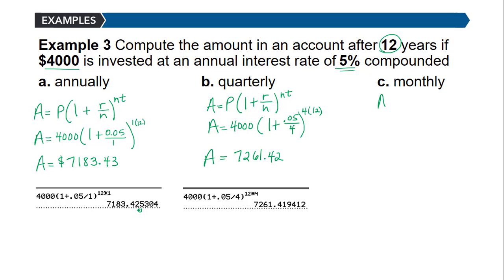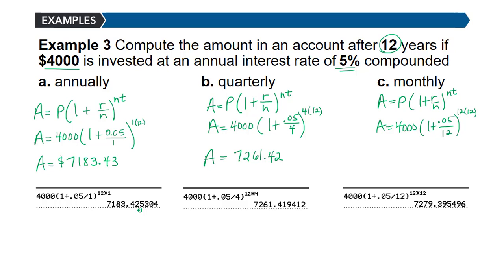And then to compound monthly, the only change, still using this compound interest formula, in the formula we would have 4,000 times 1 plus rate 0.05. Compounding monthly would be dividing by 12 and then raised to the 12 times 12. And so again on the calculator we can input that value to get that our ending amount would be $7,279.40.